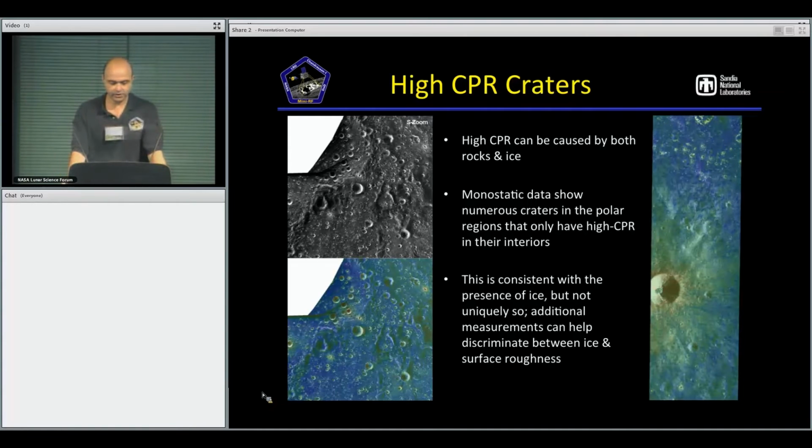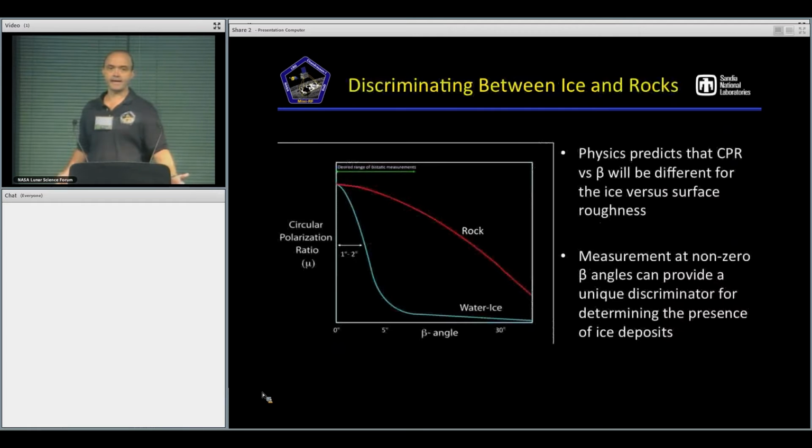The monostatic data show numerous craters, predominantly in the polar region, which have enhanced CPR values only in their interiors, which is very interesting geologically. Whereas the majority of craters on the moon, such as the one shown here on the right, you see a high CPR both inside and outside the crater with the ejecta blanket because you've got a nice rocky, rough terrain. So these high CPR polar crater signatures are consistent with the presence of ice, but not uniquely so. And the bistatic radar measurements could really help to discriminate whether they're caused by ice or surface roughness.